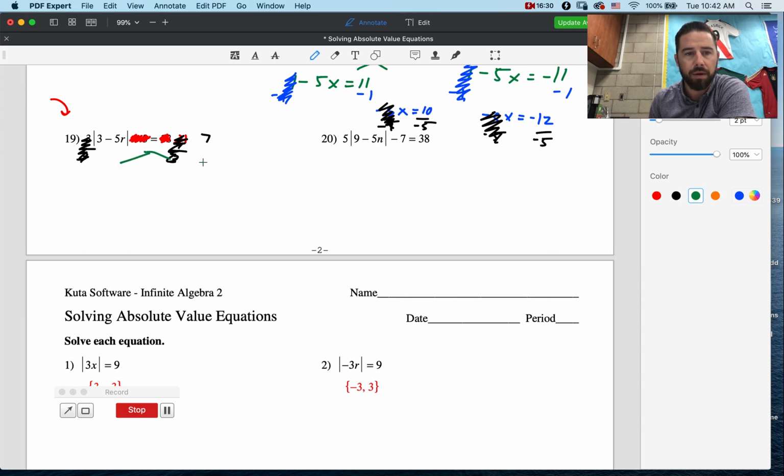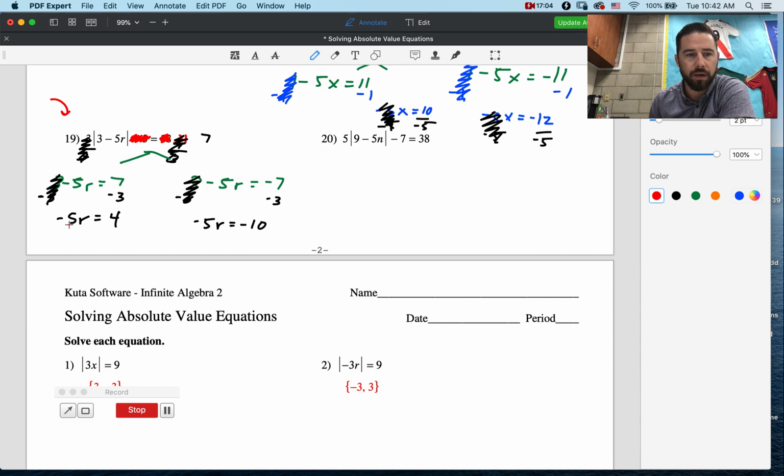We can split them up. So we'll say 3 minus 5r equals 7. That guy is going to be a fraction. And then we have 3 minus 5r equals negative 7. That guy's going to be clean, I think. Okay, so let's subtract 3 from both sides. We have negative 5r equals 4. Subtract 3 from both sides. And we have negative 5r equals negative 10.